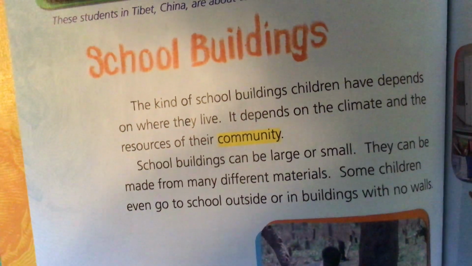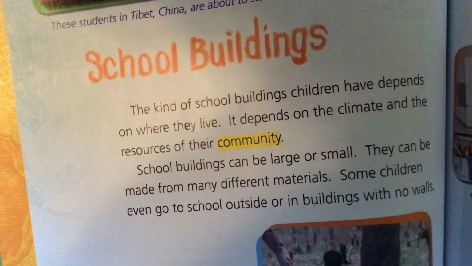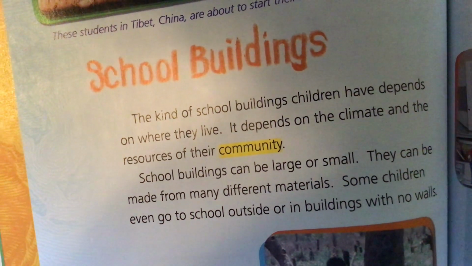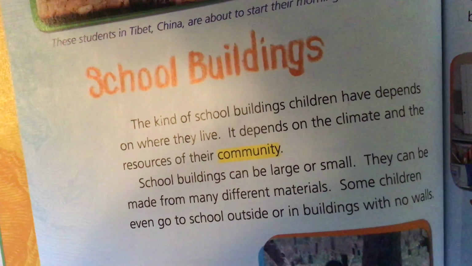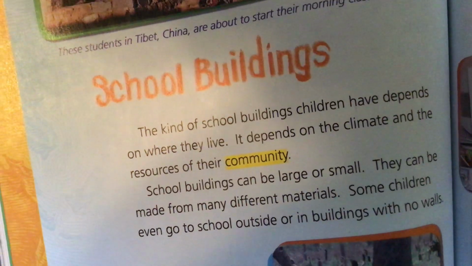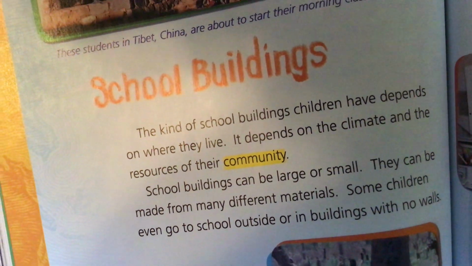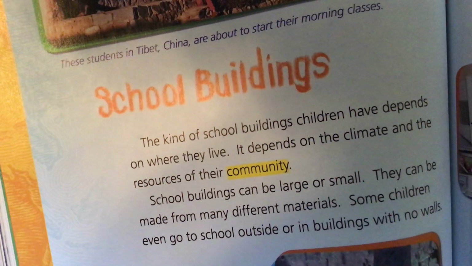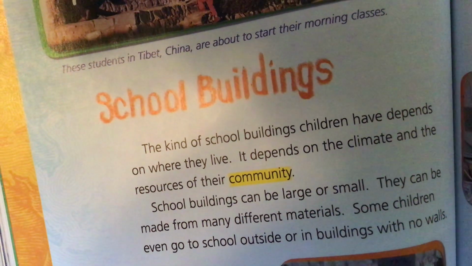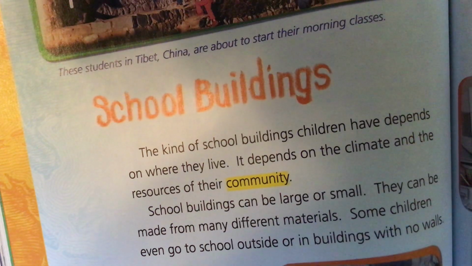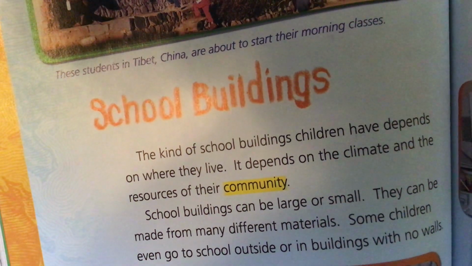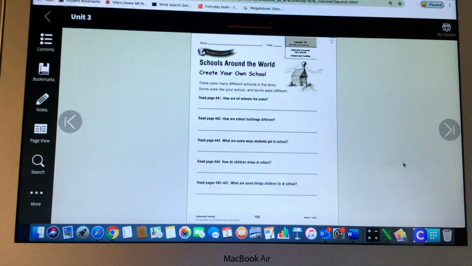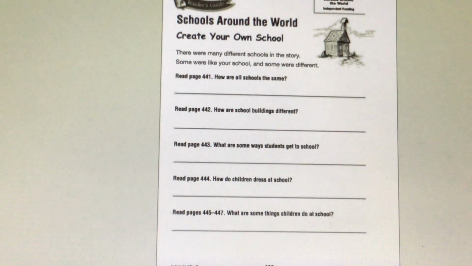There. Okay. School buildings. The kind of school buildings children have depends on where they live. It depends on the climate and the resources of their community. School buildings can be large or small. They can be made from many different materials. Some children even go to school outside or in buildings with no walls. All right, let me get that out of the way, and I'll zoom back in on our workbook page.